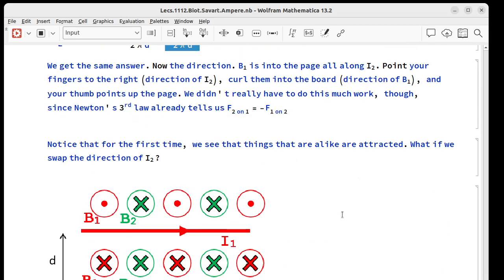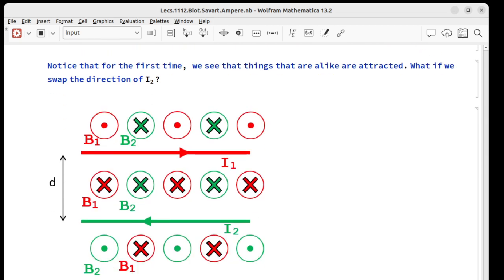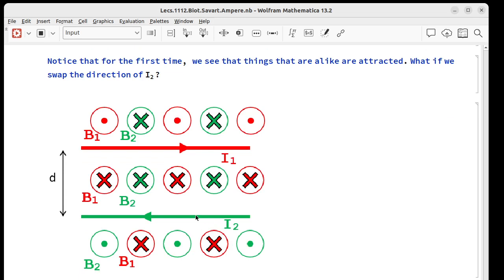What about if we have things in opposite directions? So we leave current I1 moving to the right, current I2 now moves to the left. The magnetic field from I1 stays like it was, but now the magnetic field from I2 goes into the page up here above and out of the page below. Now let's do the right-hand rule for the force on current I1. You point your fingers to the right, curl them into the page, and your thumb points up. So it's pushing away from the other wire.